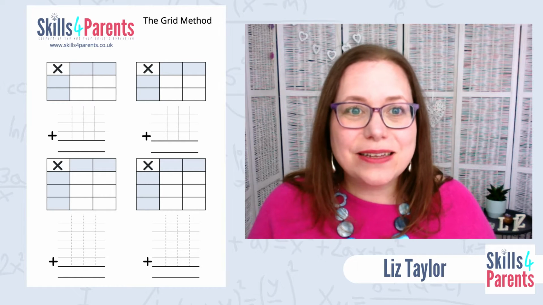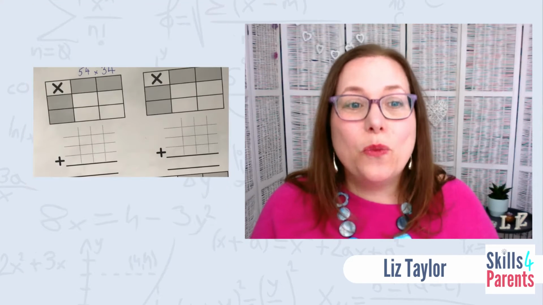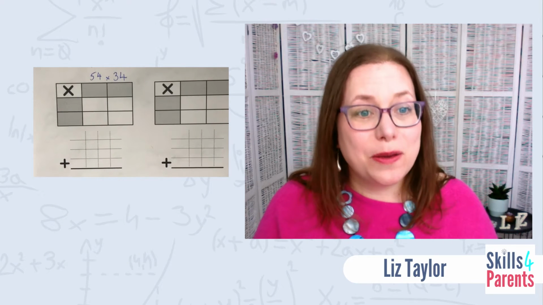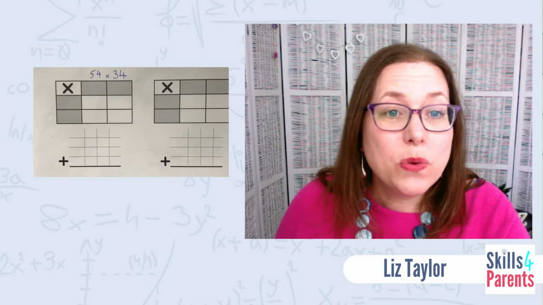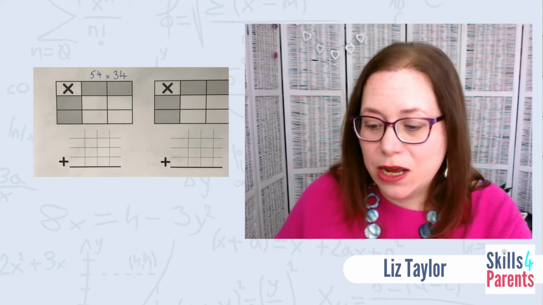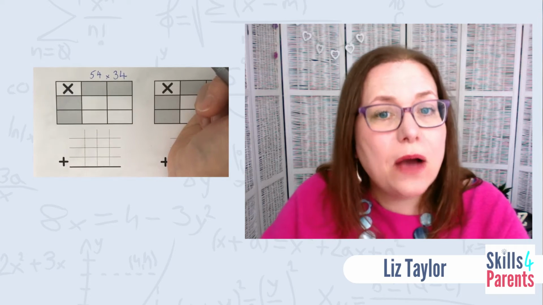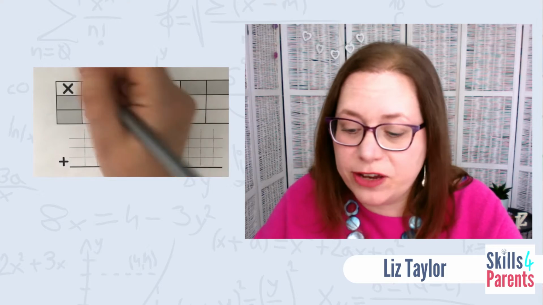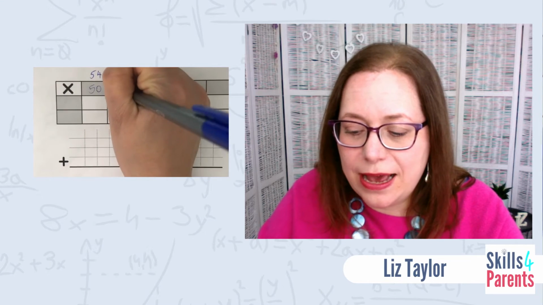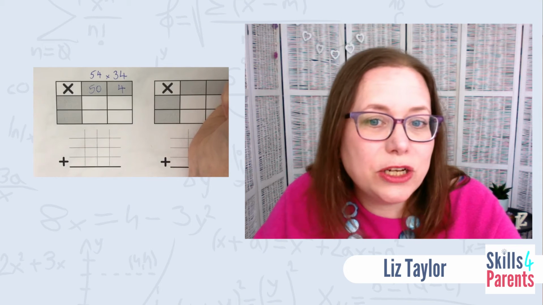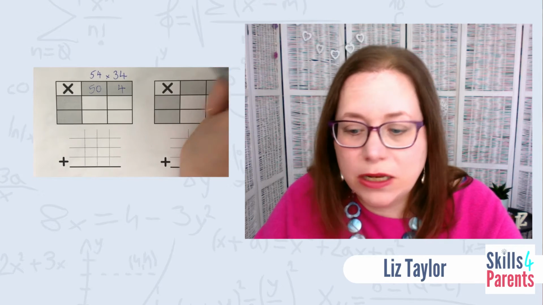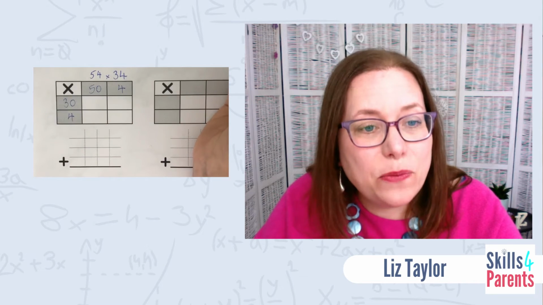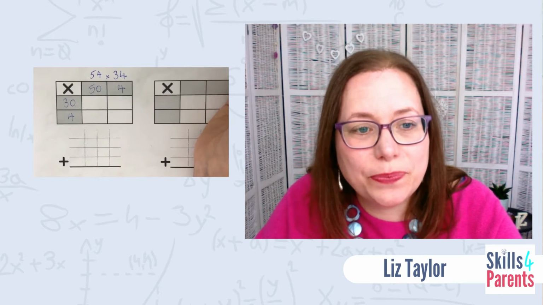So let's get started. We are going to start with 54 multiplied by 34. So what we need to do is partition it. So we're going to take the 54 and we're going to split it up into its tens and its units. So it's 50 and 4. And then we're going to do the same with 34. So 30 and 4.